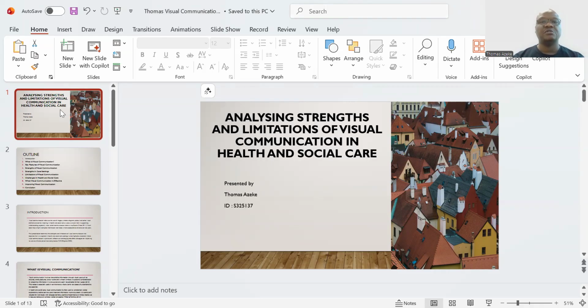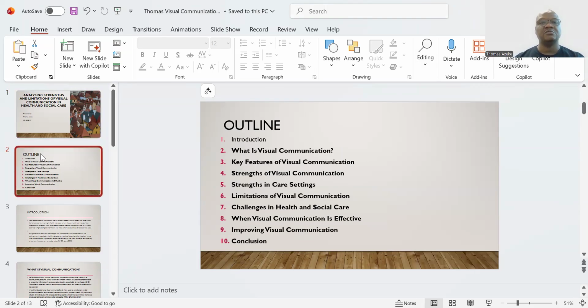I'll be presenting an analysis of the strengths and limitations of visual communication in health and social care. Outline: introduction, as stated below.